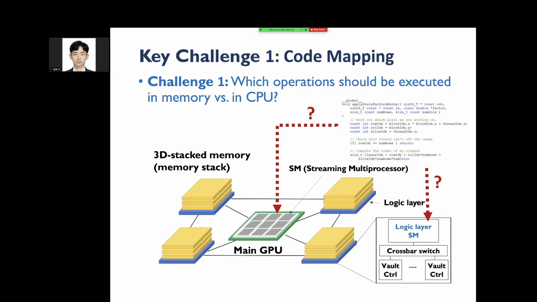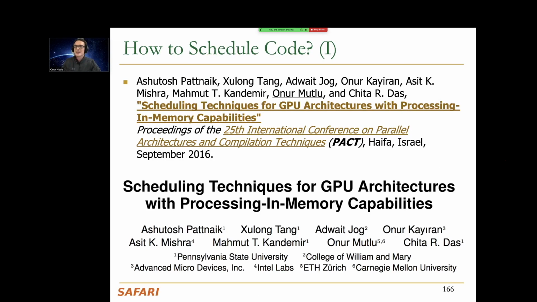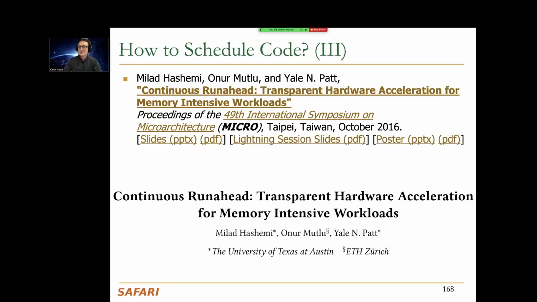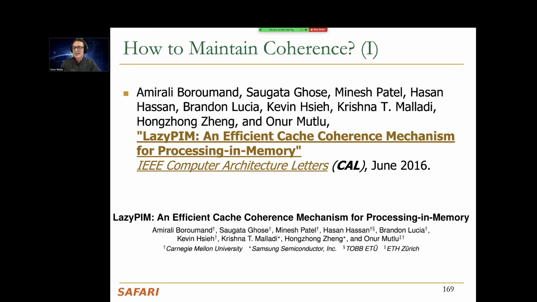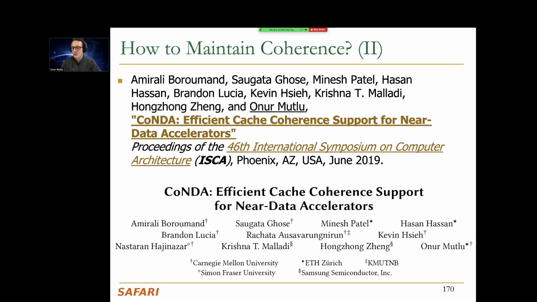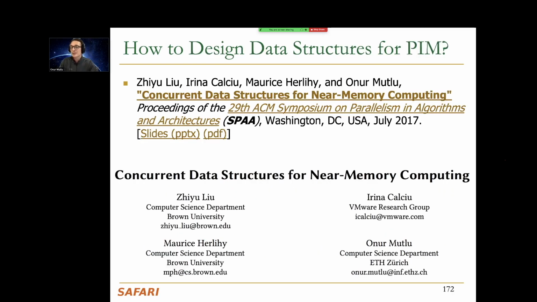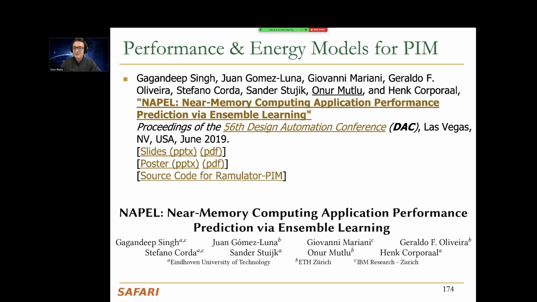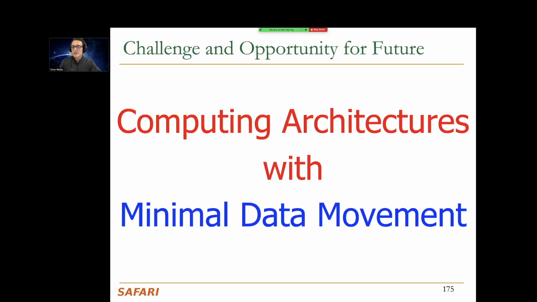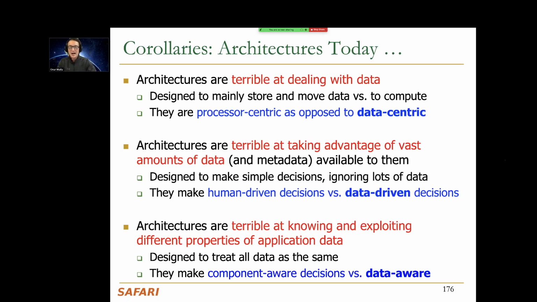Okay, so let me go over these key challenges very, very quickly. I'm not going to talk about these in detail, but you can see some papers that are example studies. I think coherence is a tough issue. Virtual memory is an even tougher issue in main memory. And we also need to look at data structures for PIM as well. Okay, so basically, I think a big challenge and opportunity for future is designing computing architectures with minimal data movement, how to design more data-centric architectures.